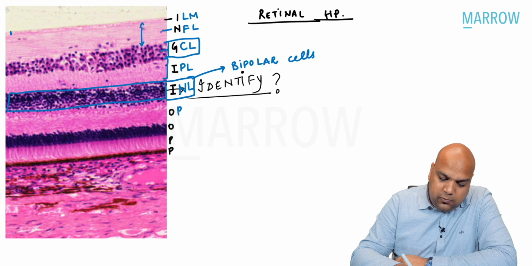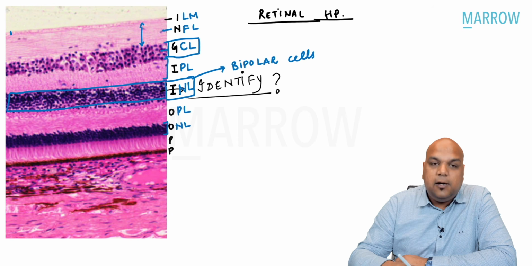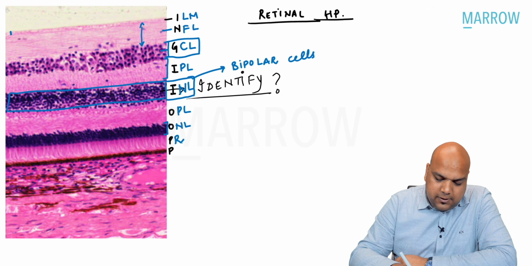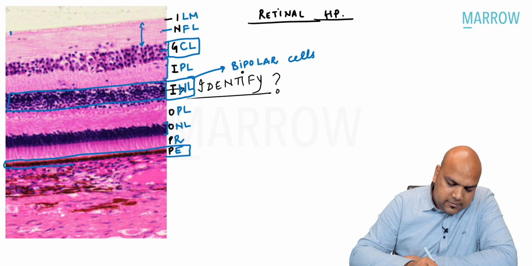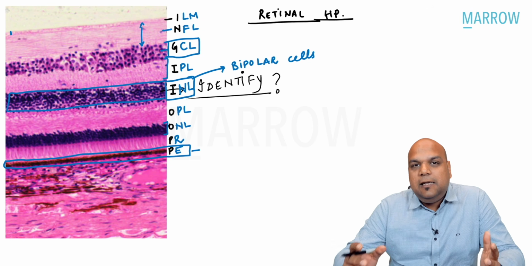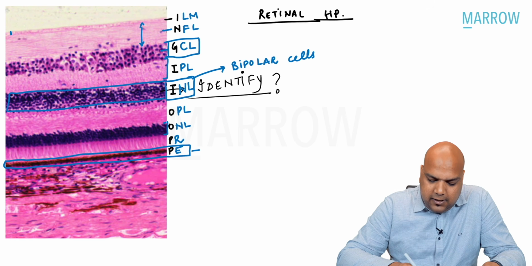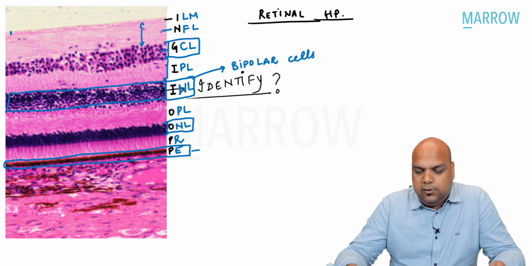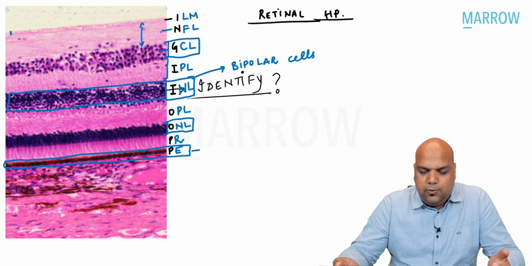Let us continue. Outer plexiform layer, no cells. Outer nuclear layer, again a cellular layer. Then I have photoreceptors. Then I have pigment epithelium, a pigmented layer, that is why it is brownish in color. Right? Can you see how easy retinal histopathology is? Three cellular layers: ganglion cell layer, inner nuclear layer and outer nuclear layer, all three having cells. Pigment epithelium having pigment appearing brown in color, and that's how you can identify.